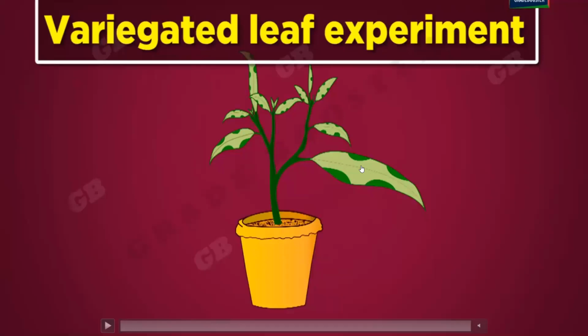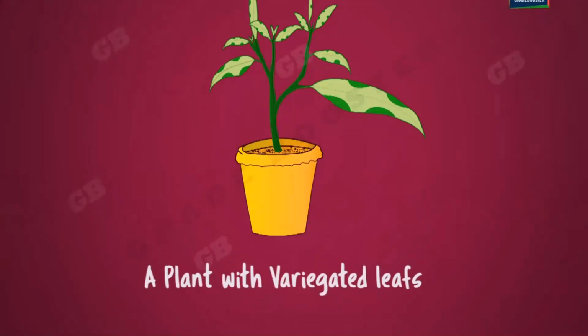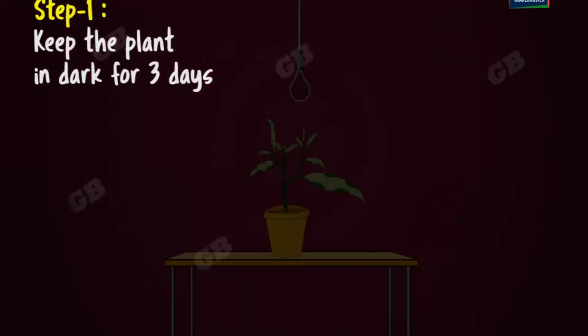As you can see, patches are present in different colors. The green patches are filled with chlorophyll, and these have chloroplast, whereas the other portions, which are the non-green part of the leaves, do not have chloroplast in them. So let us perform this activity. Firstly, we need to select this plant, and we need to keep it in the dark for 3 days in order to consume the entire starch, which is reserved food material.